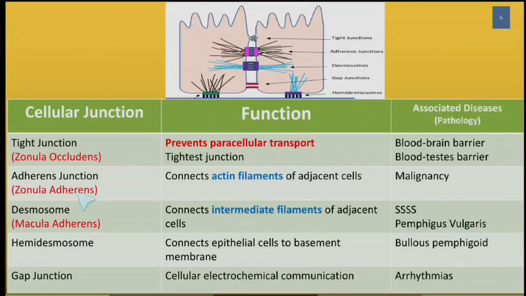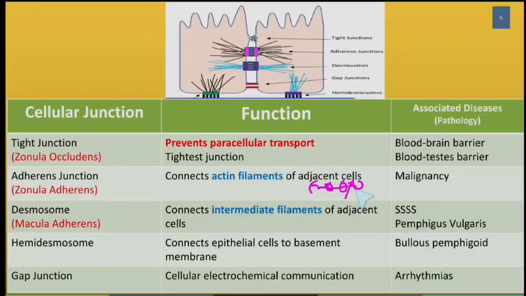Adherens junction connects actin filaments of adjacent cells. We need to remember that actin filaments are thin as compared to the intermediate filaments which are used in desmosomes. So desmosomes will connect intermediate filaments, and adherens junction or zonula adherens will connect actin filaments. Actin filaments are more dynamic, and intermediate filaments will provide better structural support and they're thicker as compared to actin filaments. So actin filaments will connect the adjacent cells and make a belt-like structure like this.